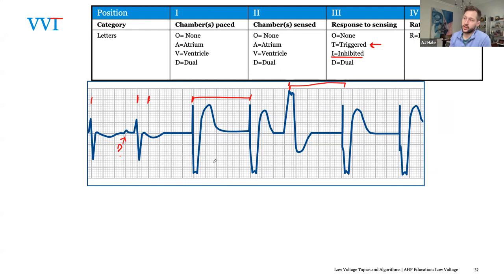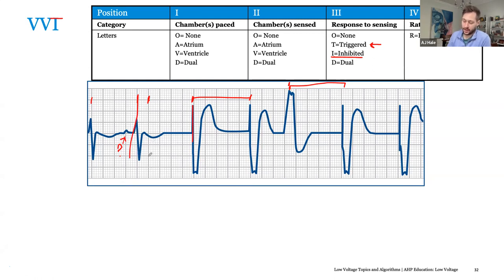A reason for this is, instead of going VOO, for example, and inhibiting or pacing no matter what, we can tell the device that when it senses anything on the ventricular channel, it should also pace. So if this occurs right here, it will go ahead, and as soon as it senses, it will also give a pacing spike. A little off center here.